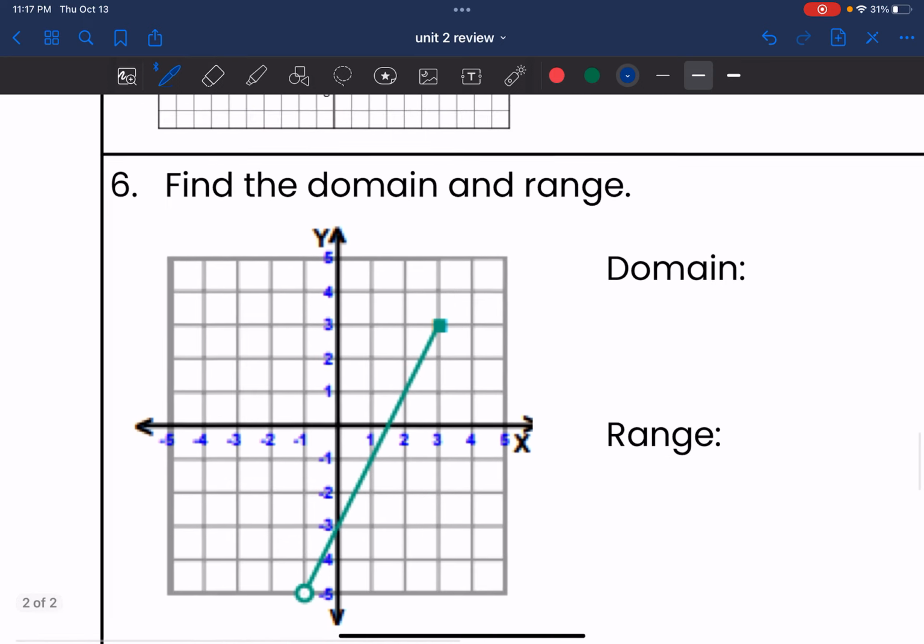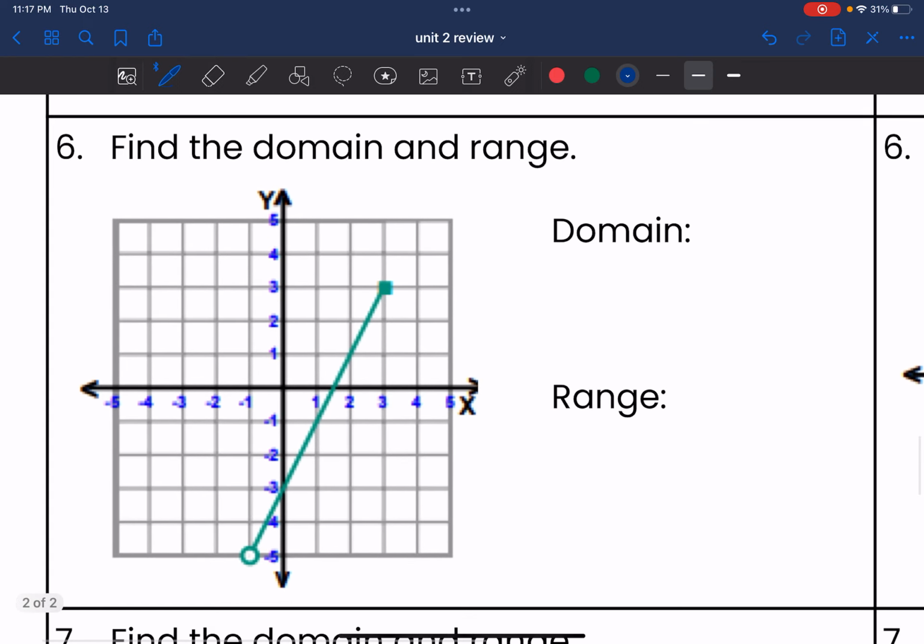Okay, the next one is another domain and range question, but this time it's not just separate dots. It is 2 dots, and they're connected by a line. That makes this function continuous. When you have a continuous graph like that, you have to do your domain and range using inequality symbols.